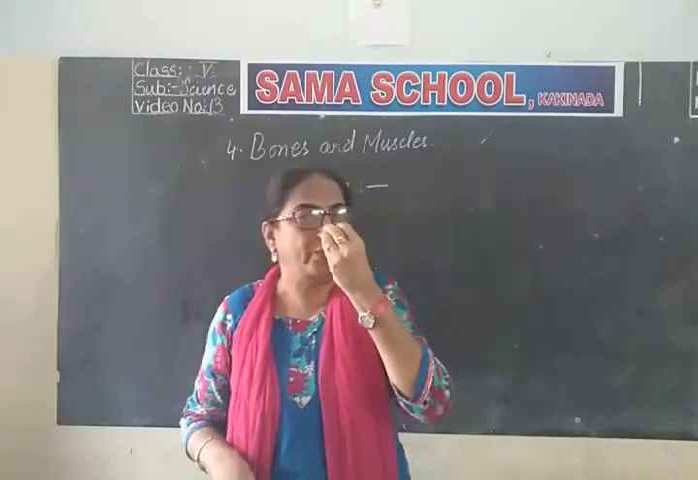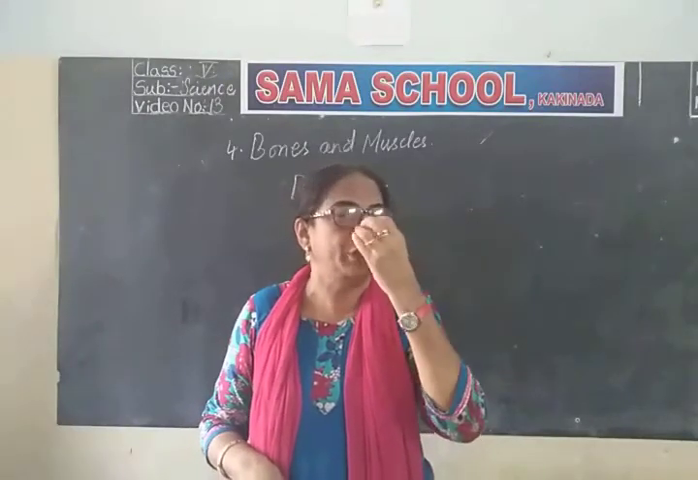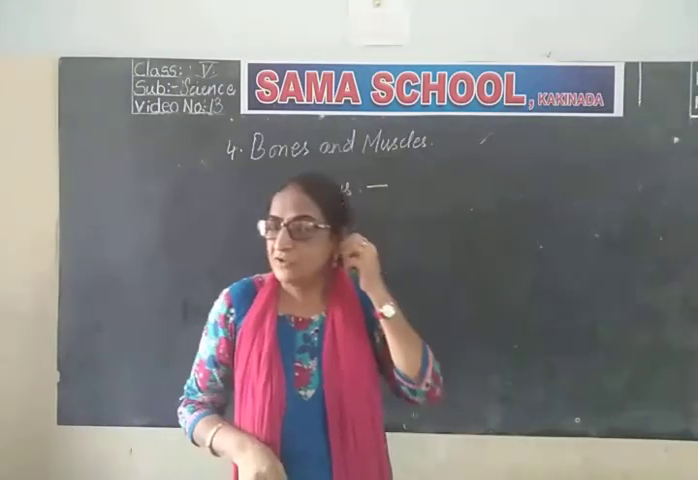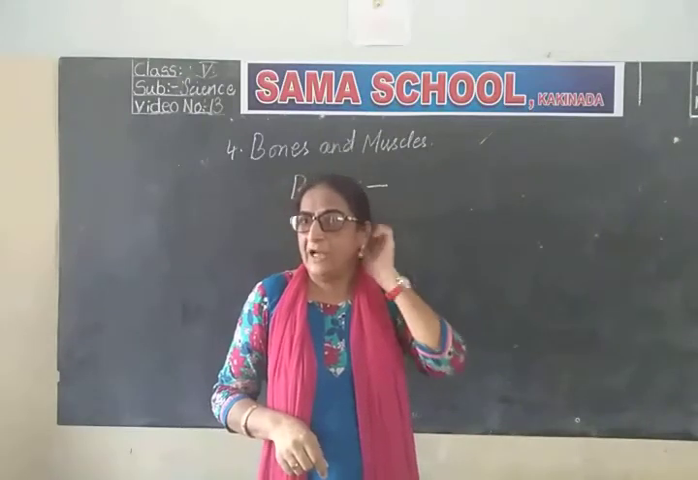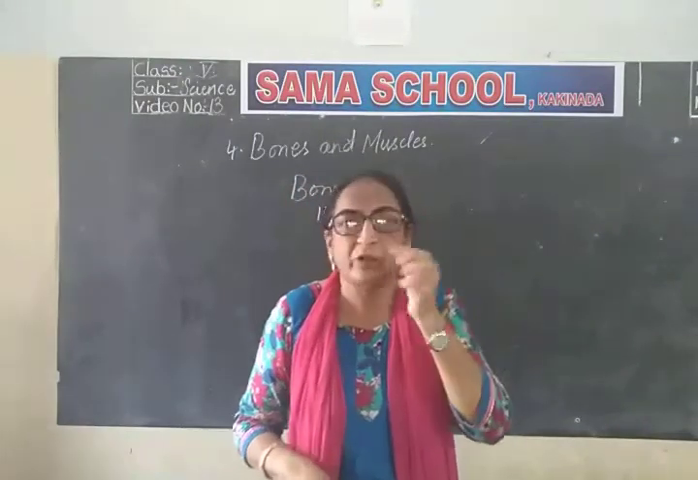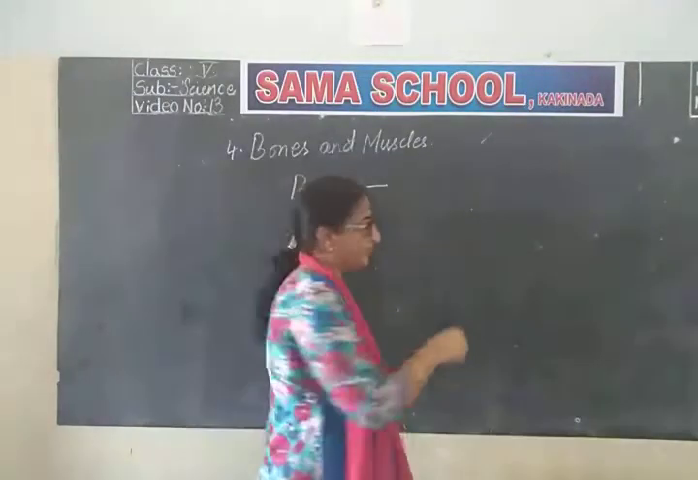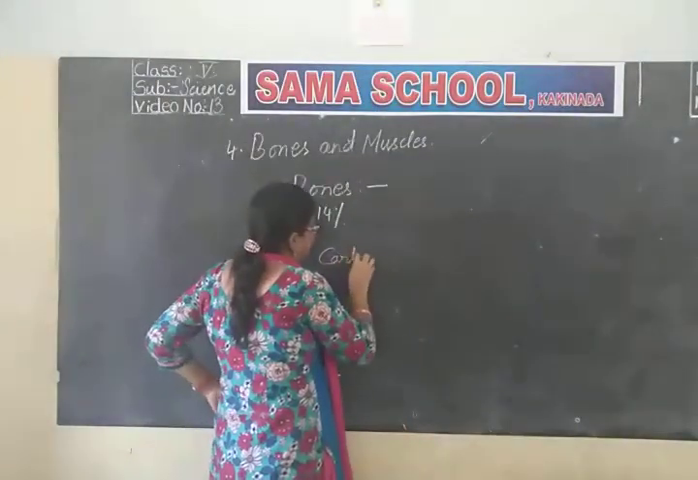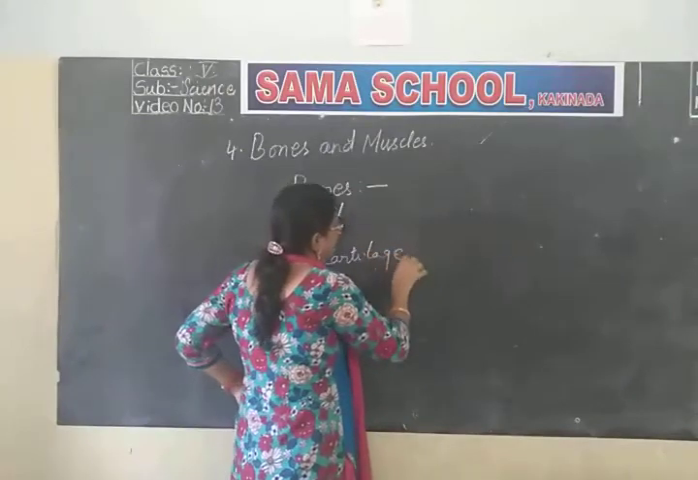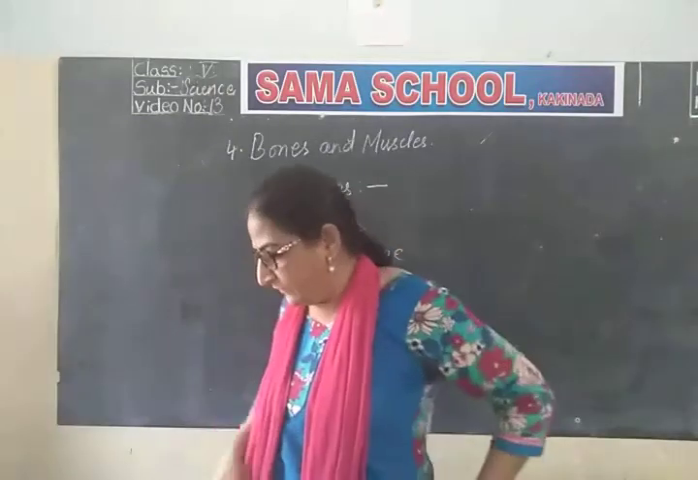It is very soft. It is made up of a soft tissue called cartilage. You see the ear, different shape, and you are able to move your ear, isn't it? You are able to move your nose. So this is made up of cartilage. Nose and ear tissue is made up of cartilage.